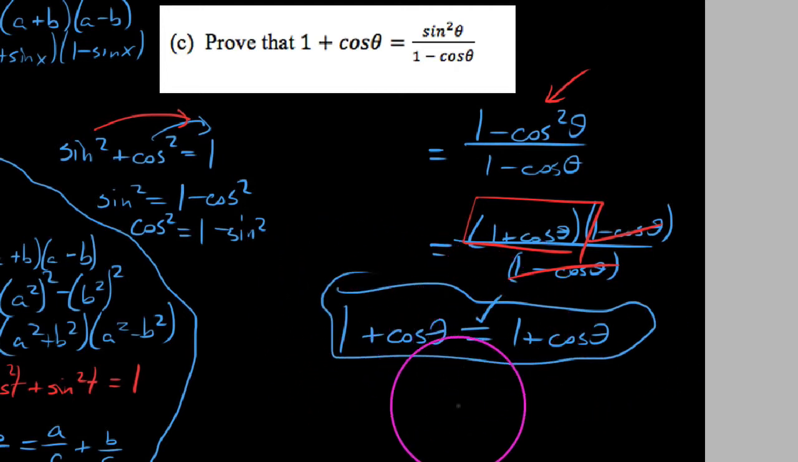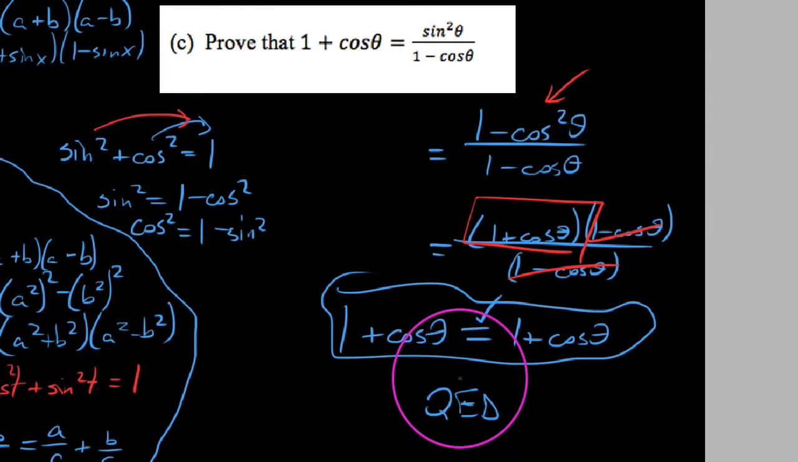So check mark, QED. But we picked a side. We picked the more complicated side and turned it into the other not as complicated side using trig substitutions, a lot of Pythagorean substitutions on this one, and algebraic manipulations such as factoring differences of squares.